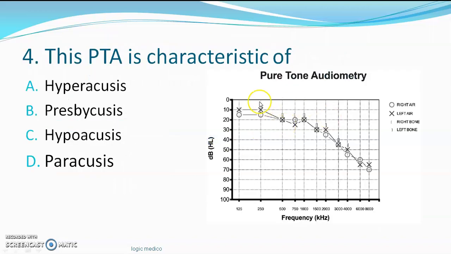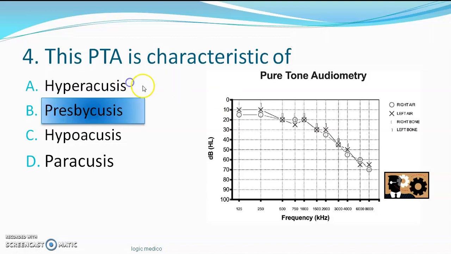This pure tone audiometric graph is characteristic of, options are hyperacusis, presbycusis, hypoacusis or paracusis. Your time starts now. Time is up. Answer is presbycusis.